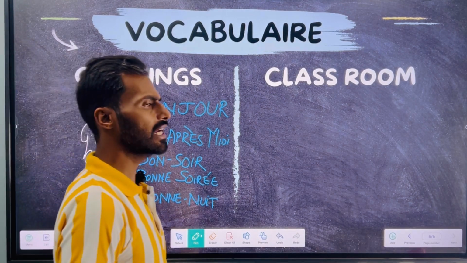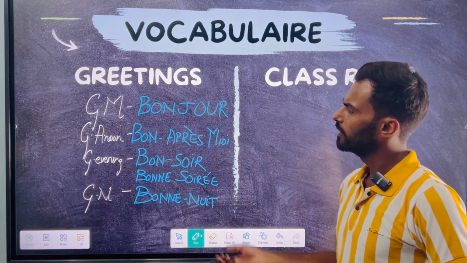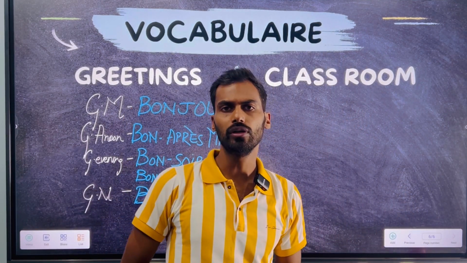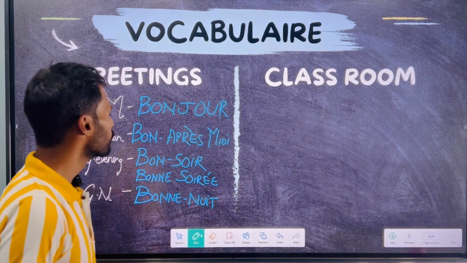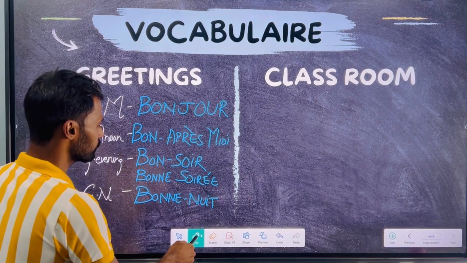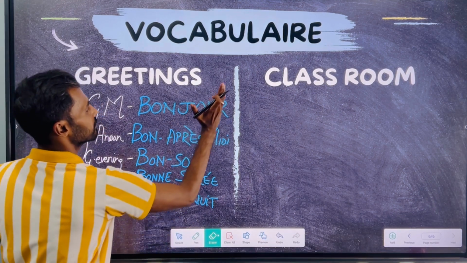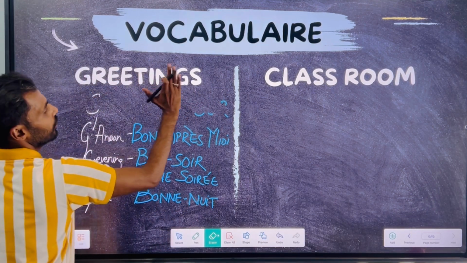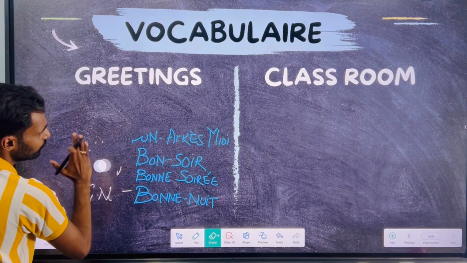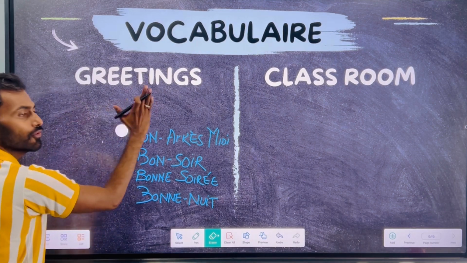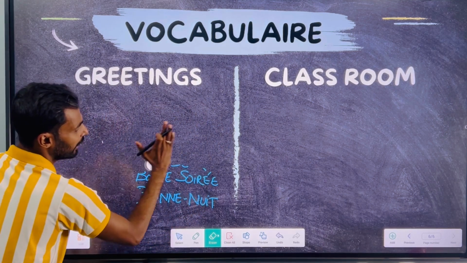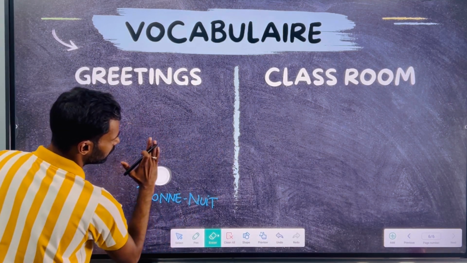Now, what else could there be in greetings? It could be how are you, I am good, I am not good, I am fine, thank you. I will tell you those things right now. Let's clean this up. We must practice it: bonjour for good morning, bon après-midi for good afternoon, bonsoir for good evening, and bonne nuit for good night.